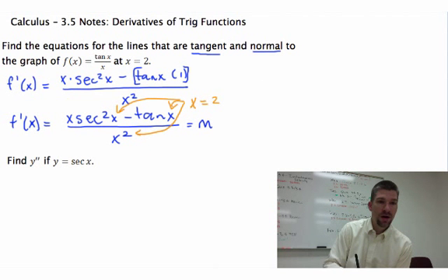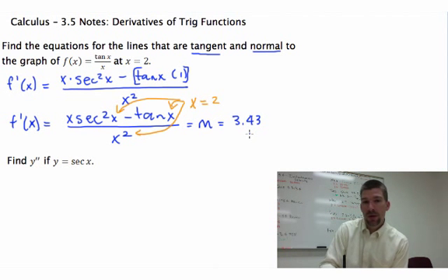Okay? And what we're going to find is that our y value, not our y value, our slope in this case, our slope is going to be 3.43. All right, and that's okay. We can have that. It's not a problem at all, and we're dealing with a trig function too, so that's probably going to give us a decimal anyway. So what does that mean though? Well, I need to know a point that is on my curve.